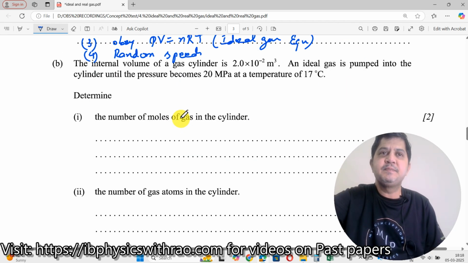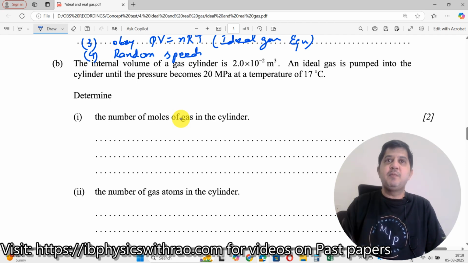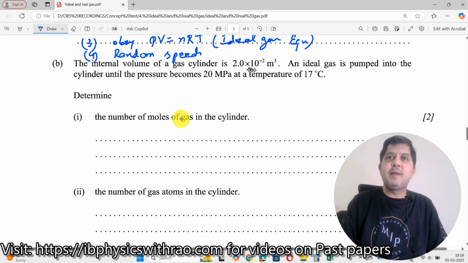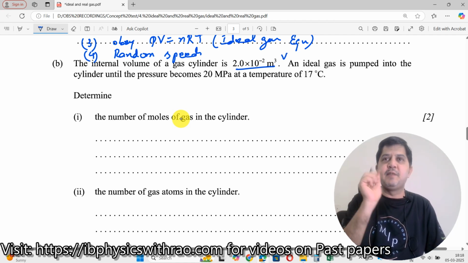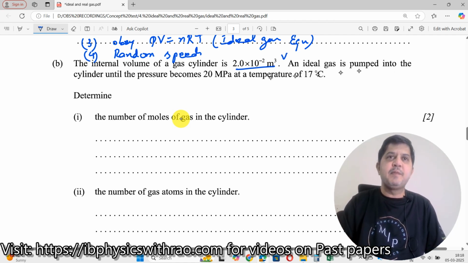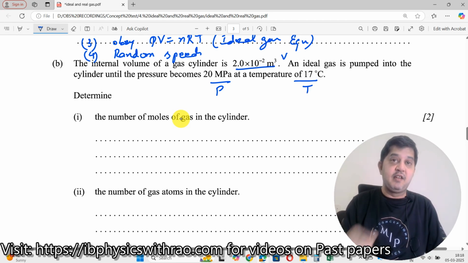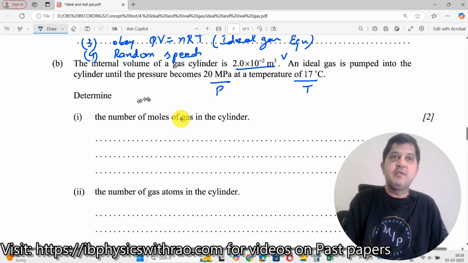Okay, next. The internal volume of a gas cylinder is 2 into 10 power minus 2 meter cube. Volume is given. You put a gas inside it, it will fill up the same volume. The ideal gas is pumped into cylinder until the pressure becomes 20 megapascals. Pressure is given. Temperature is given. Determine the number of moles of the gas in the cylinder. So what do you do? This is related to PV equal to nRT. So we will have PV is equal to nRT.